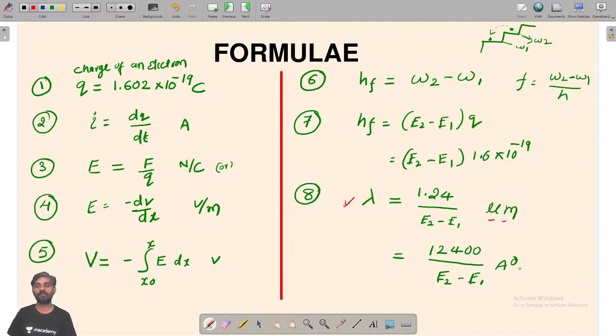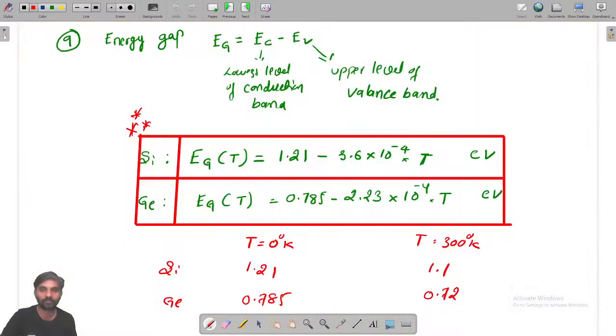If the examiner is asking you to write it in terms of Angstroms, it is going to be 12,400 by (E2 minus E1). This is what we discussed.